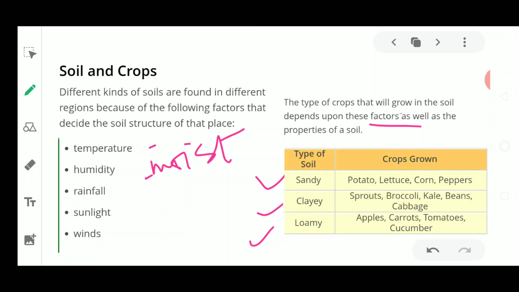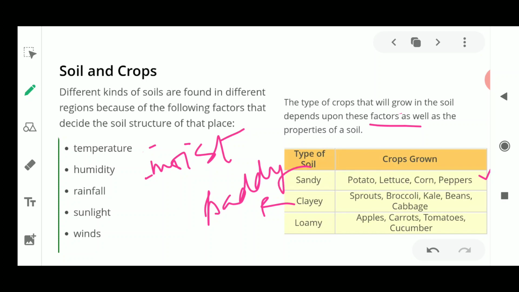This table is going to tell that in sandy soil you could grow potatoes very well, lettuce you could grow, then corn, peppers, all these could be grown very easily. Okay, next is the clay soil. For clay soil you could grow sprouts. Sprouts means all these pulses could be grown very properly. Cabbage, beans and broccoli could also be grown very properly in this clay soil. Rice is also grown in this clay soil. So paddy is one of the most important crops which is being grown in the clay soil.